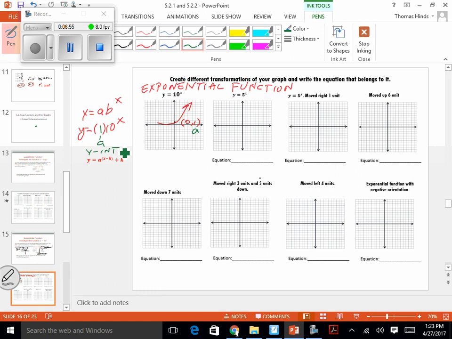Even if the base is a 5, you sketch this one, it's going to break through 0, 1. If your little boxes are so small that you can't make it look exactly right, that's fine. You just sketch it, and then wherever it broke through, write down 0, 1.